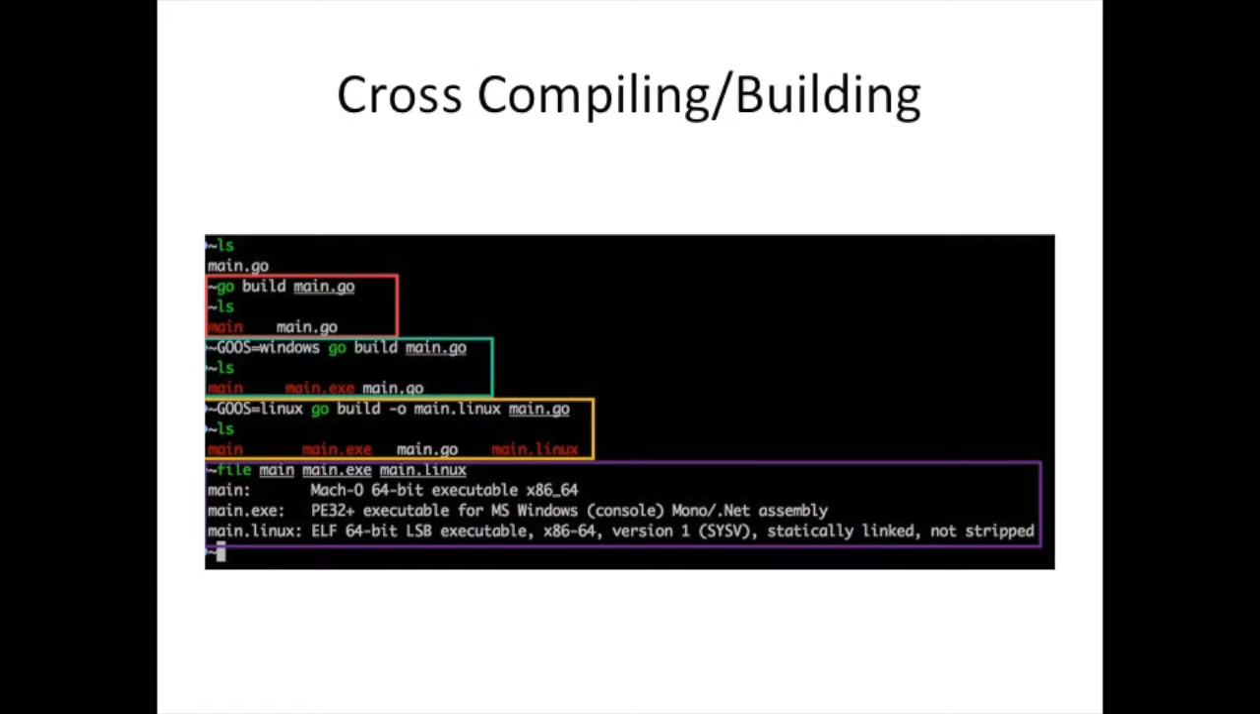In the yellow box, I build for Linux, but because it would try to build the Linux one also as main and overwrite my Mac one, I also specify the -o option to say call the output, the executable output, main.linux. And you can see when I use the file command to look at these three executables, it's telling me that they're for the very specific platform that I want. That proves that I didn't have to install anything else or do anything really funky other than set that environment variable, GOOS, to the platform I want to build for.